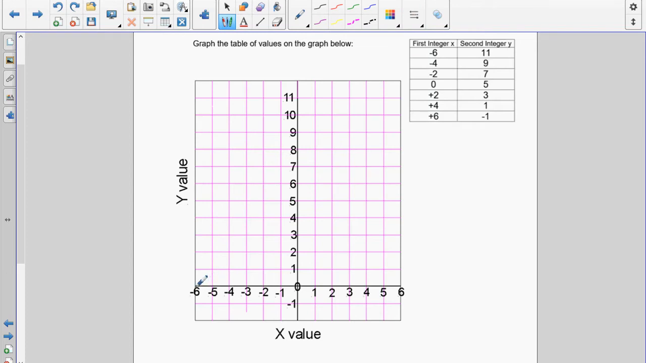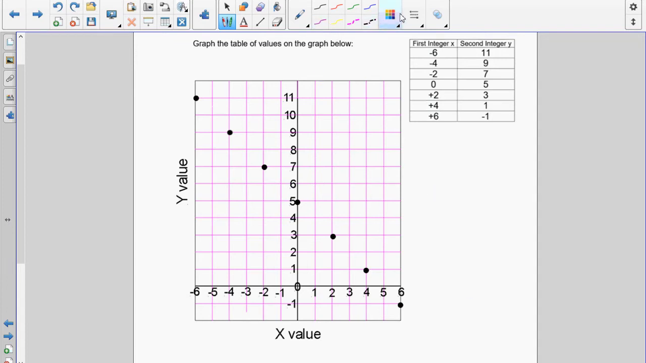Negative 6 right here, and I have to go up to 11. So negative 6 and 11 is right there. Right? Negative 4 and 9, so there's negative 4, and I have to go up to 9. There we go, right there. And negative 2 and 7, right there. 0 and 5, boom. Positive 2 and 3. 4 and 1, and 6 and -1.